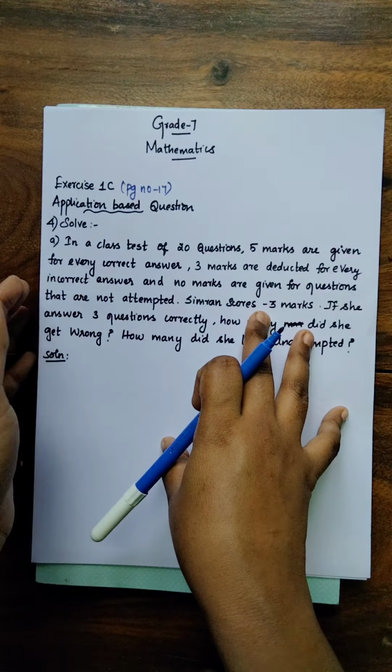Marks for every wrong answer is equal to how many marks they are reducing? How many marks are they reducing for every wrong answer? They are reducing 3 marks. So I am writing it as minus 3 because they are reducing 3 marks. Okay, so what is the next step? What is the total marks of Simran?